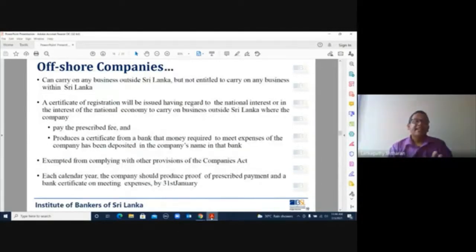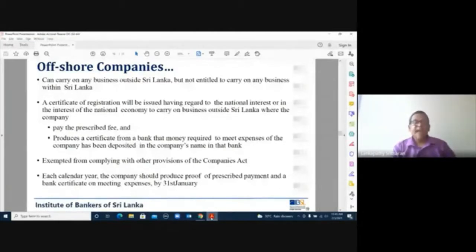Not only that, there are some other conditions related to the offshore company. They can carry on any business outside Sri Lanka, but are not entitled to carry on any business within Sri Lanka. Actually, they may have an office, but they carry on business in other countries, for tax purposes and so on. That is why they keep this offshore company. A certificate of registration will be issued, having regard to national interest or the interest of the national economy, to carry out business outside Sri Lanka, where the company pays the prescribed fee and produces a certificate from a bank that money required to meet the expenses of the company has been deposited in the company's name in a bank.